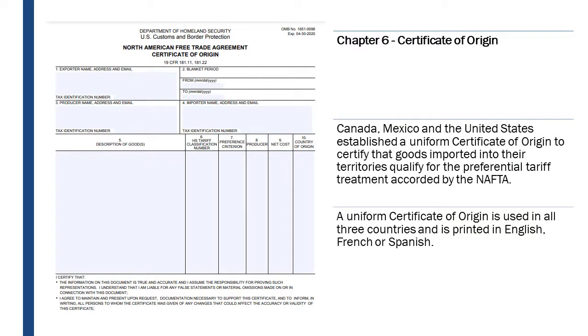This is the certificate of origin that you can find in chapter number 6. Canada, Mexico, and the United States establish a uniform certificate of origin to certify that goods imported into their territories qualify for the preferential tariff treatment accorded by the NAFTA. A uniform certificate is used in all the three countries and it can be used in English, French, or Spanish.